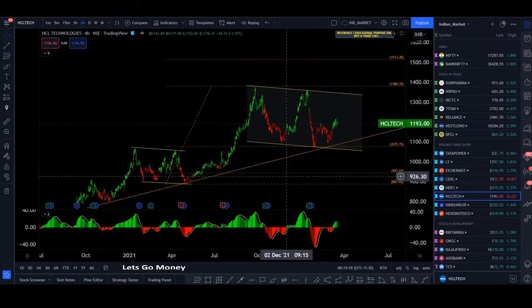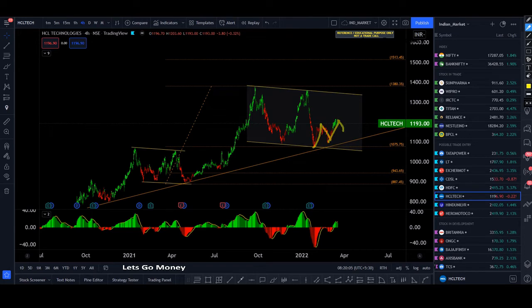HCL Tech, yep, it has done a good job. So we have just completed the pattern. It has done an impulse, correction, impulse, and we are waiting for this correction, and then there can be a next wave even to 1500 rupees. So this will be a good entry for sure. We should be ready for this as well.